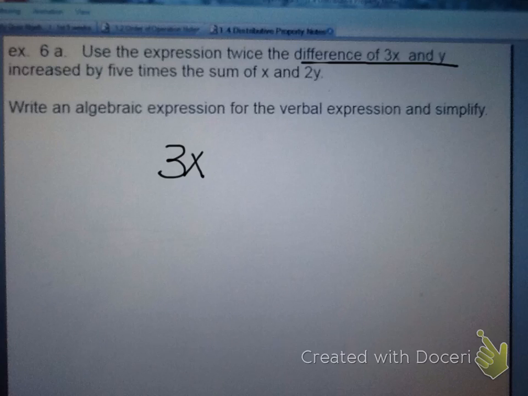Okay, example 6. Use the expression twice the difference of 3x and y increased by 5 times the sum of x and 2y. Let's read that again. Use the expression twice the difference of 3x and y. Look at the difference of 3x and y. How do we write the difference of 3x and y? 3x minus y.